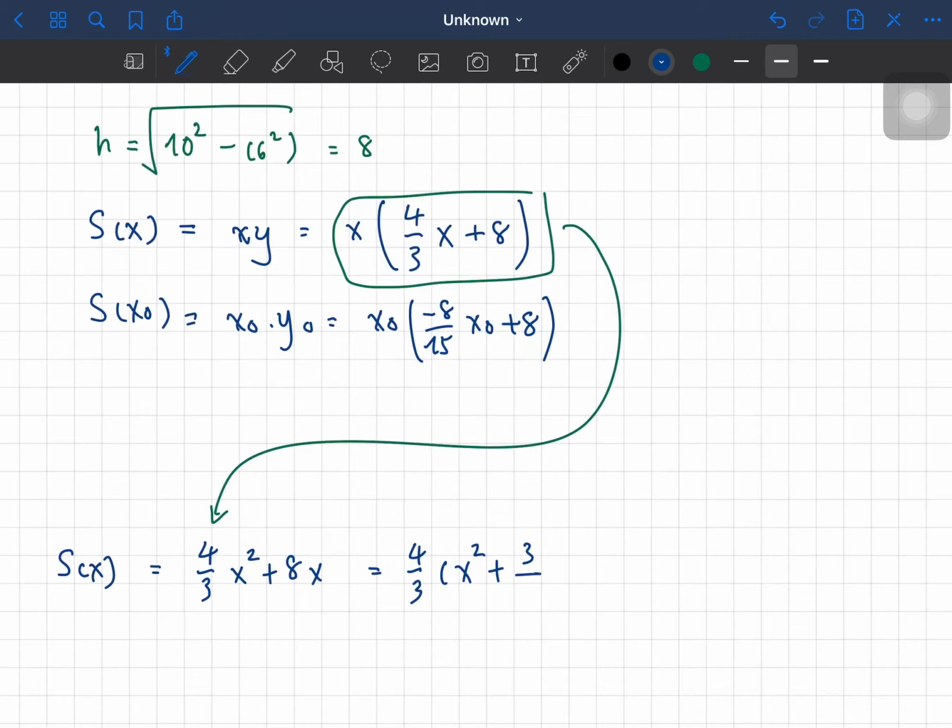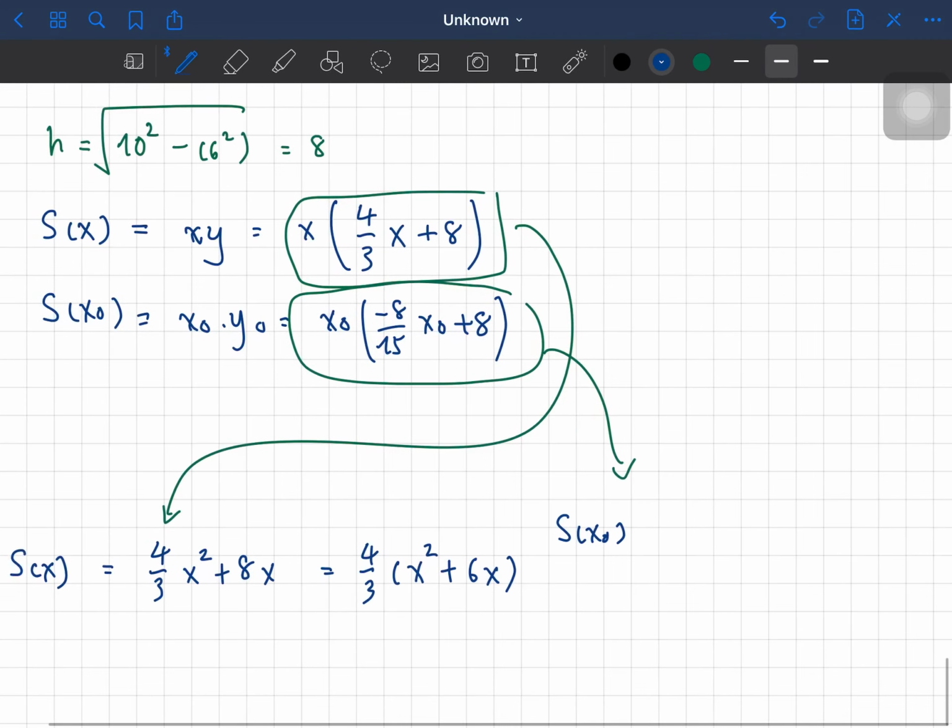Well, excuse me. Which is 6. My apologies. So this is 6x. And then on the other side, with the same factorization method, we can have this x naught function by factorizing out this negative 8 over 15. We have here x squared. And then in this case, we have negative 15x.